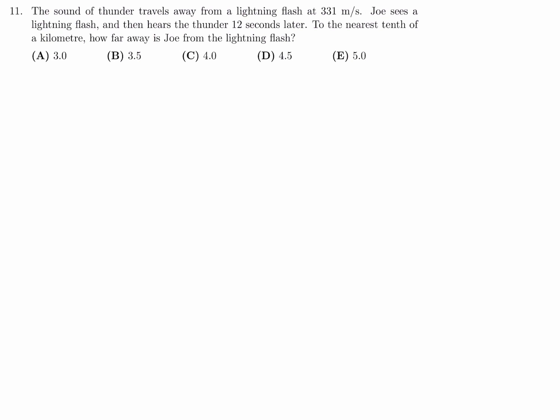The sound of thunder travels away from a lightning flash at 331 meters per second. Joe sees a lightning flash and then hears the thunder 12 seconds later. To the nearest tenth of a kilometer, how far away is Joe from the lightning flash? Well, he hears it 12 seconds later, and it's traveling at 331 meters per second, right? So if we want to figure out the distance, we have to just multiply the speed by the time, and that will give us distance.